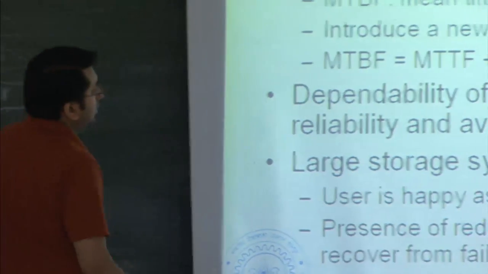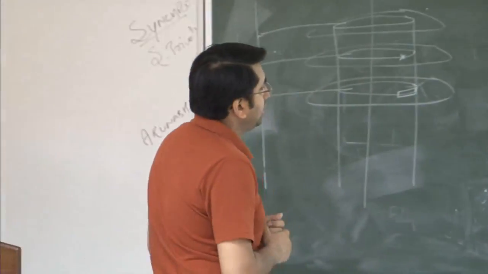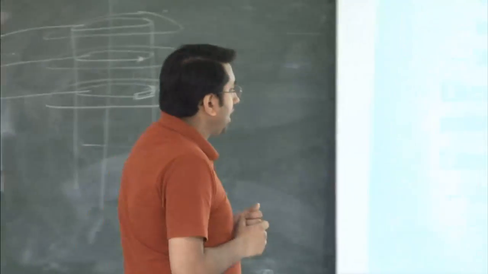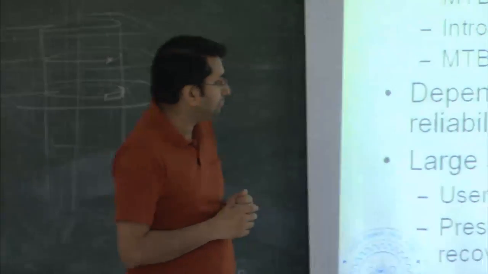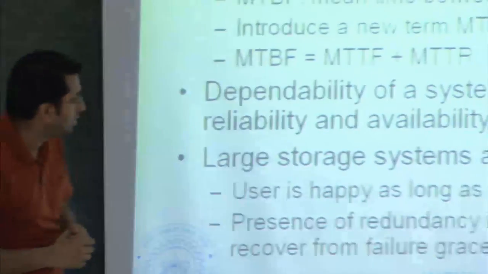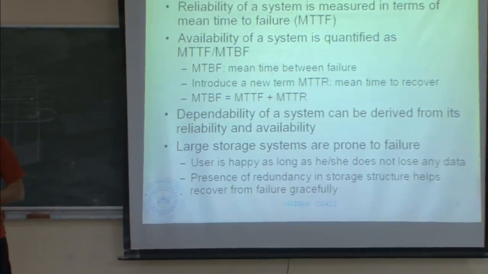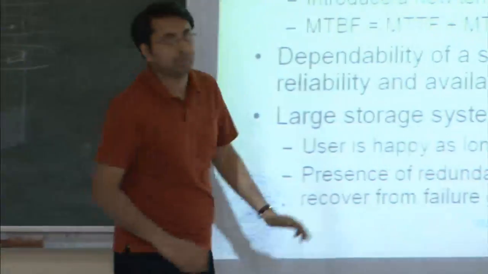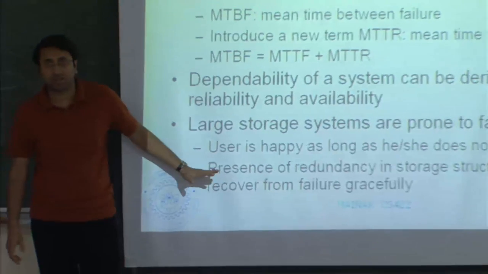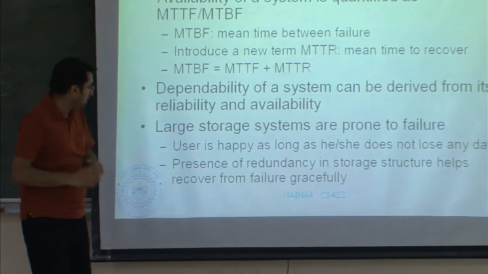Dependability of a system can be derived from its reliability and availability. And large storage systems are prone to failure. However, the user is happy as long as he or she does not lose any data. So that is the primary goal of a storage system, that a user should not lose data. Right? So that's why reliability is very important.